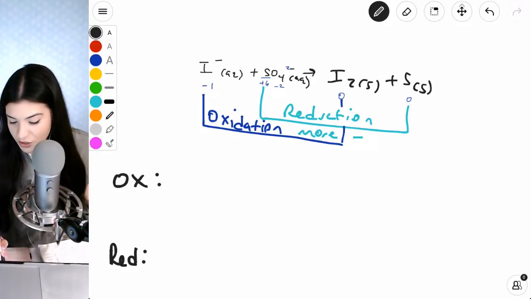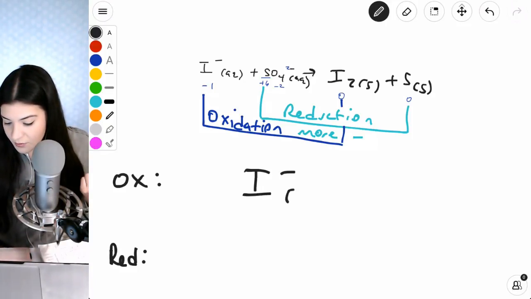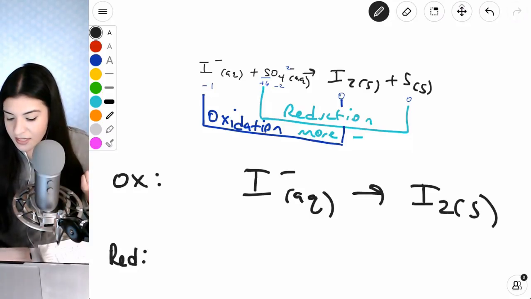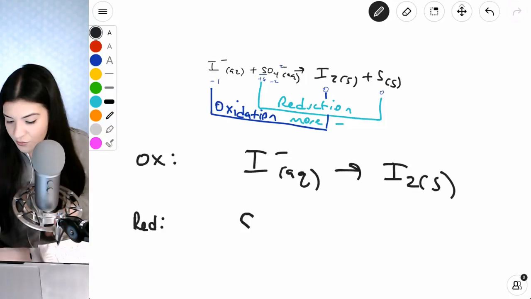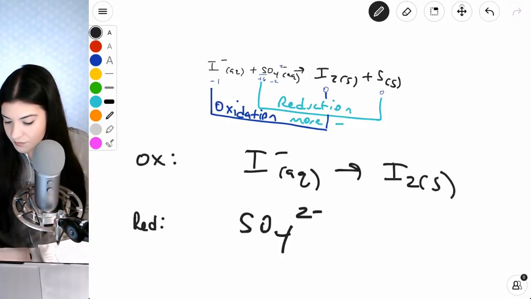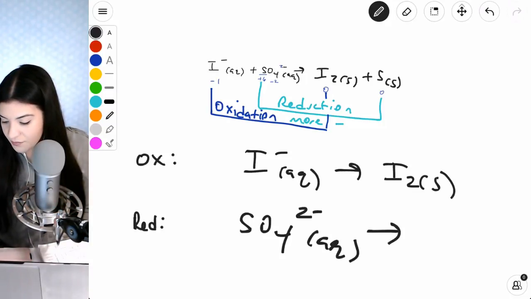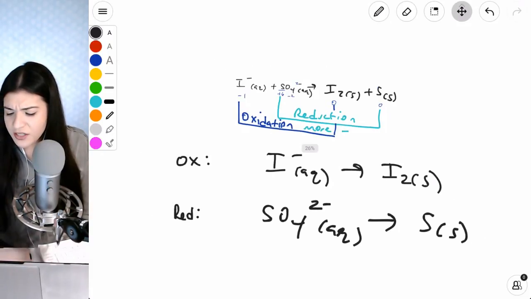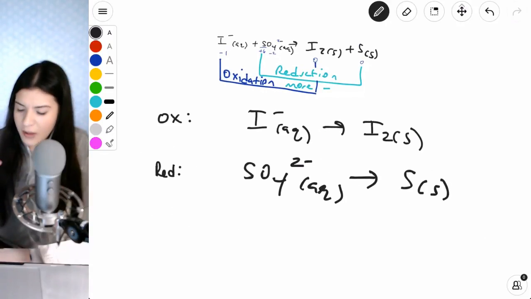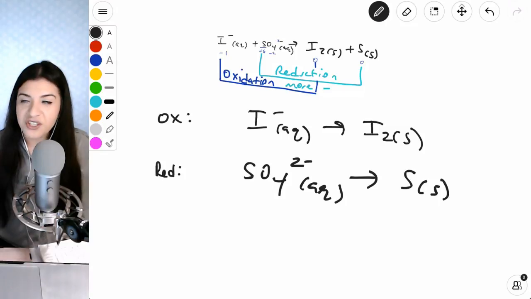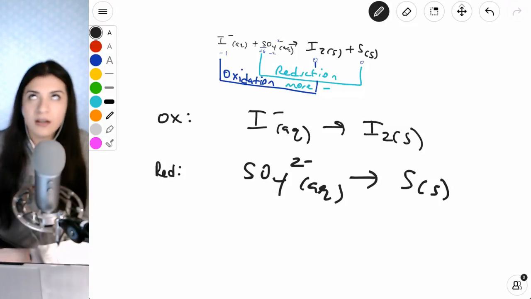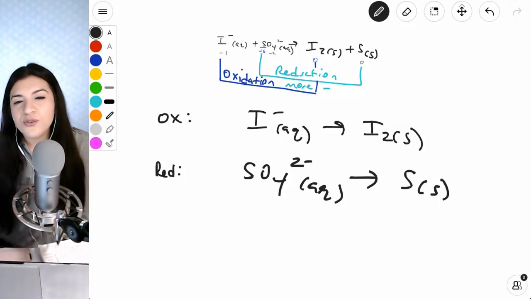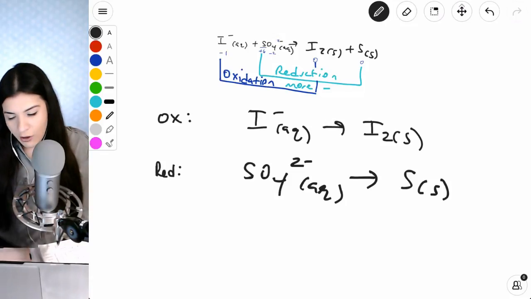So in this case, oxidation is just going to be the iodide in its aqueous state, and then that's going to go to I2, in solid state. And then reduction, we said it was just SO4 2 minus, and this is just a sulfur. Okay. So in this case, I'm actually going to change the question. I'm just going to relate this back to half reactions and how that relates to a voltaic cell. It's also known as a galvanic cell.